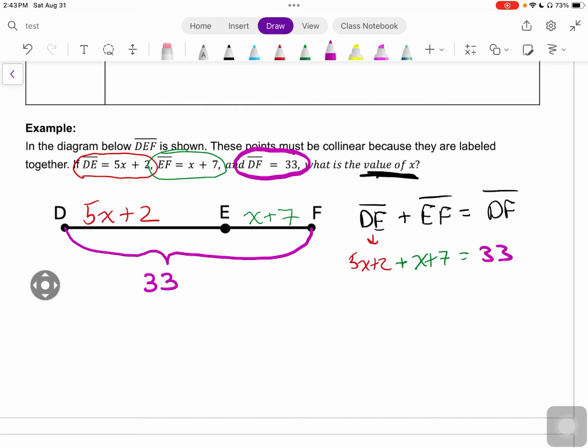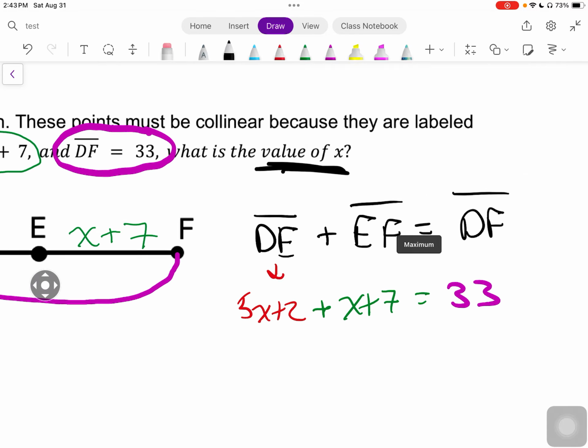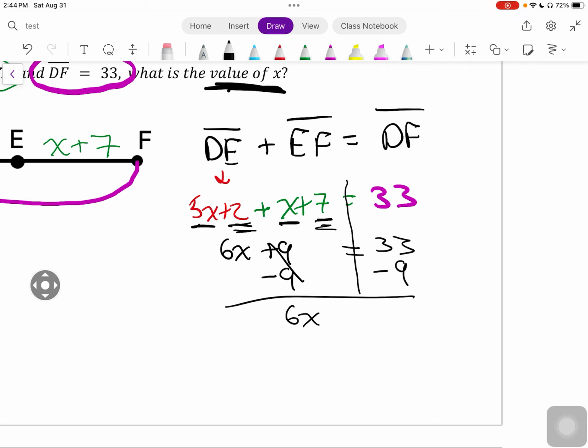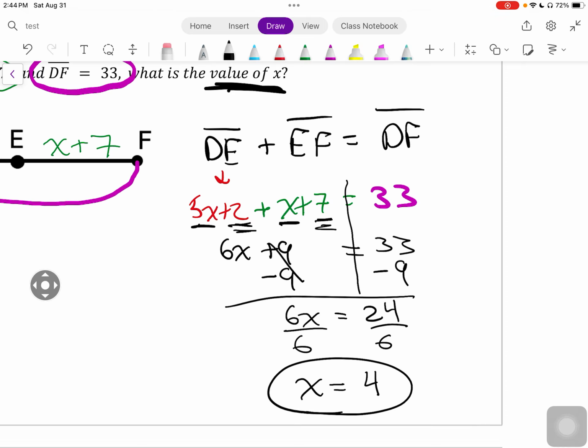And then we would solve this using kind of our algebra skills that we've been going over in class. I'll try to zoom in to make it a little bit easier. I would draw my line down the equal sign. We're going to combine like terms on this left side. So we got 5x and 1x, which is going to make 6x. We have 2 and 7, which is going to make 9. Now we have nothing left to combine on this side. So we'll subtract 9 from both sides. And we will get 6x equals 24. And then our last step, we'll divide by 6. And we get x equals 4 as our final answer.